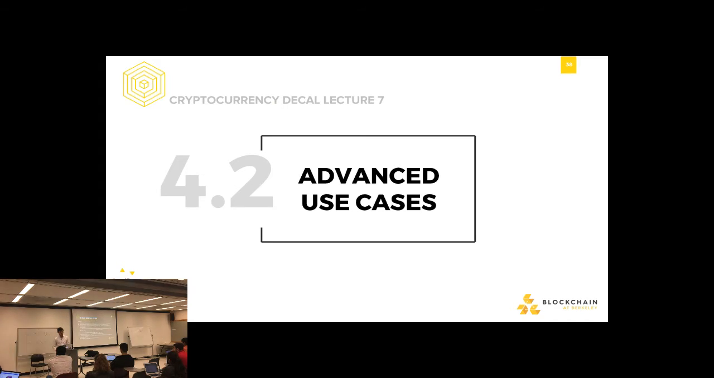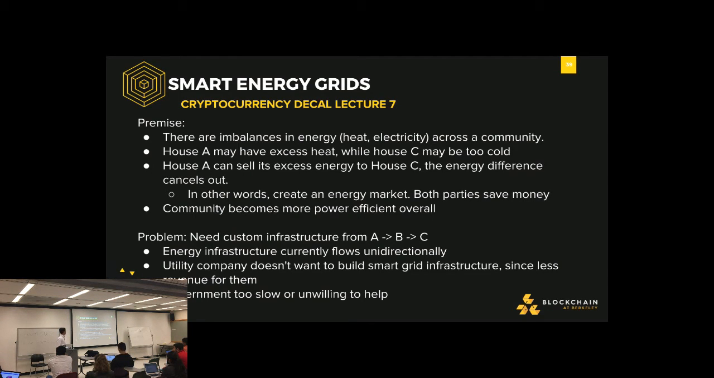So moving on to some more advanced use cases. So imagine if you have some smart energy grids. The basic problem is that in a neighborhood, there's some imbalances in energy across the community. So one house might have excess heat while another might be too cold. And the ideal solution is you have this house that has excess heat sell its heat to the house that's too cold. And therefore, you can cancel this energy difference and make the community more power efficient overall.